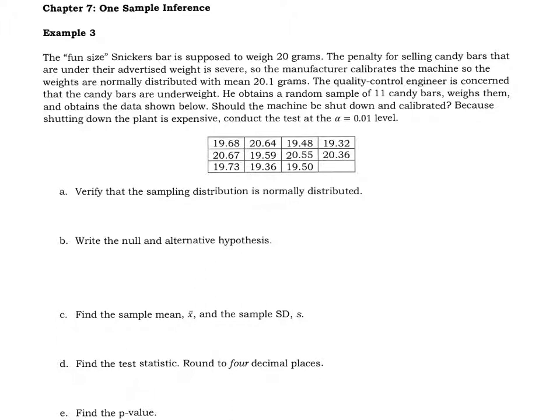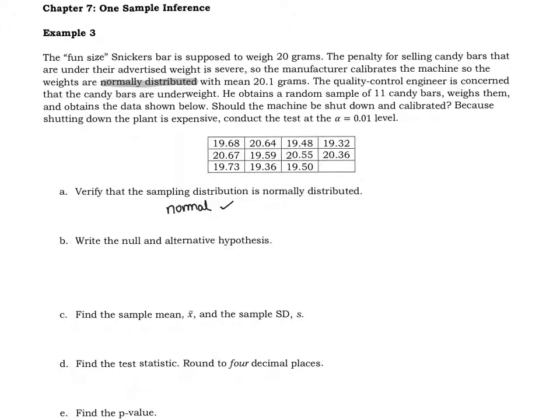All right, so first thing, verify that the sampling distribution is normally distributed. Well, it says that the weights of the candy bars are normally distributed, and so we're good to go there. Okay, we've got a normal distribution of the population.